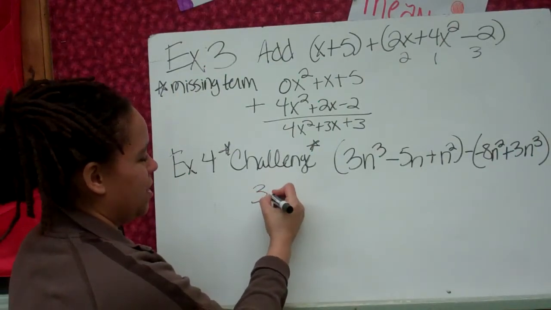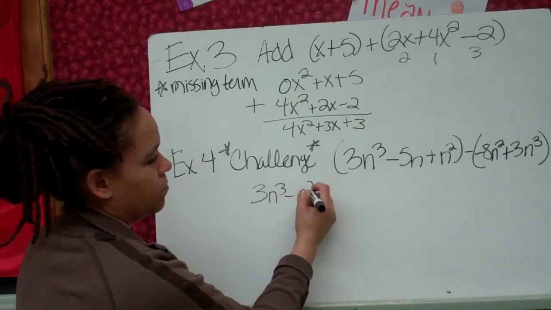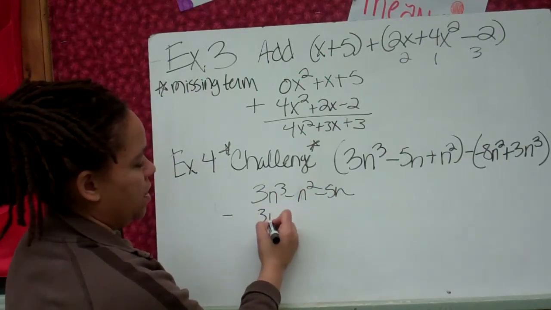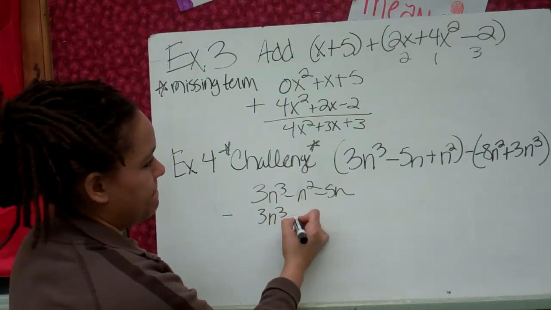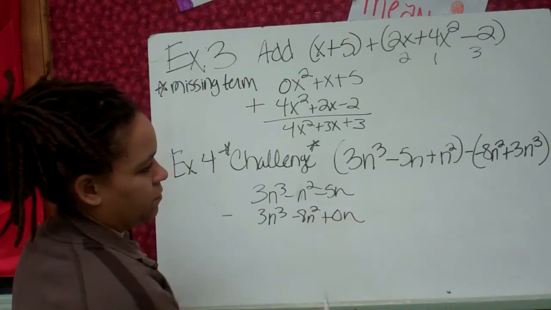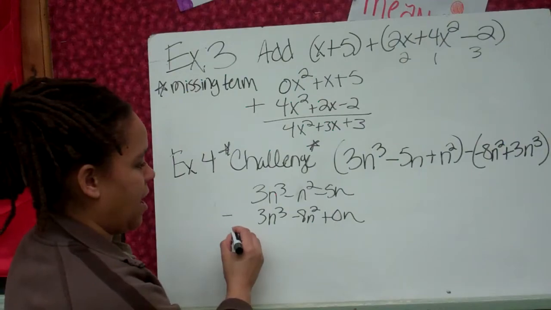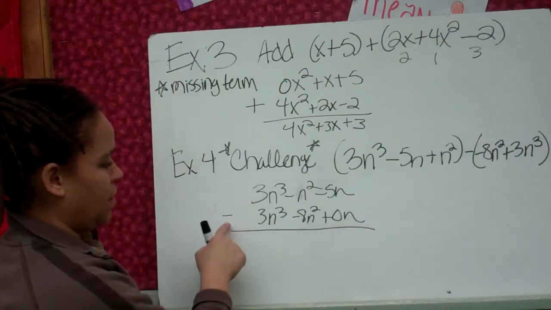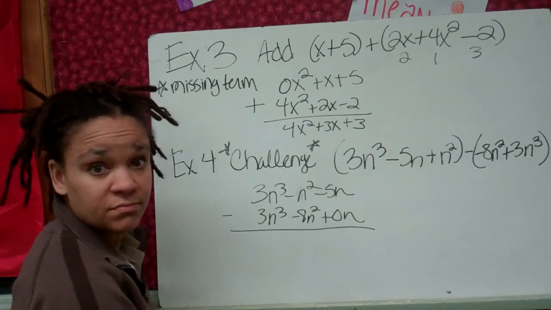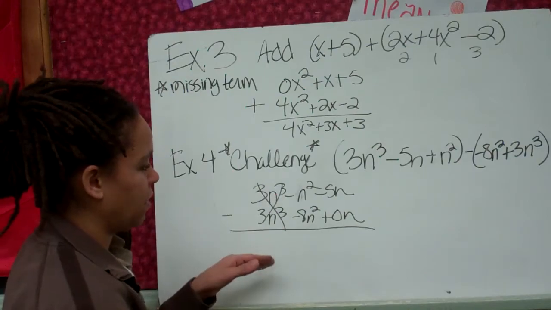Should have had 3n cubed minus n squared minus 5n, and we're subtracting 3n cubed minus 8n squared plus 0n. We don't have a regular n term. So let's go ahead and add them up or subtract them. 3 minus 3, is that right? It's gone. Was yours gone? So you should have no cubic term because that's going to be 0.